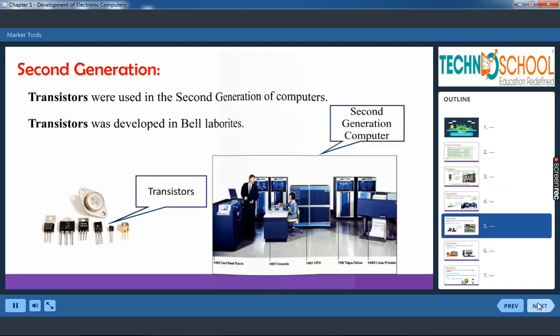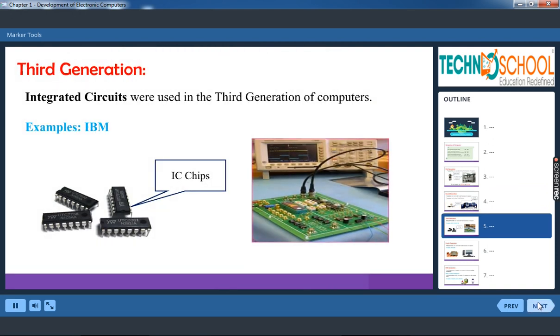We'll move to next, third generation. Third generation computers used integrated circuits. Yes. So IC chips. This is your integrated circuit. Now you can see your third generation computers like this, right? Integrated circuits on the circuit board. Examples are IBM 370 and IBM 360. These are the computers used in third generation.